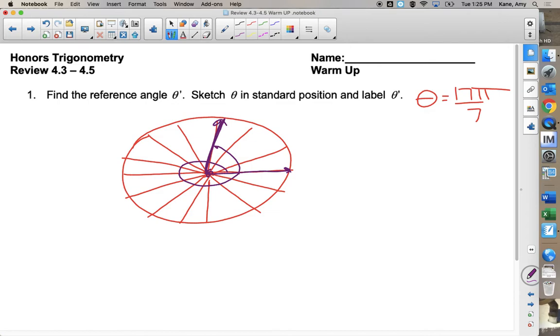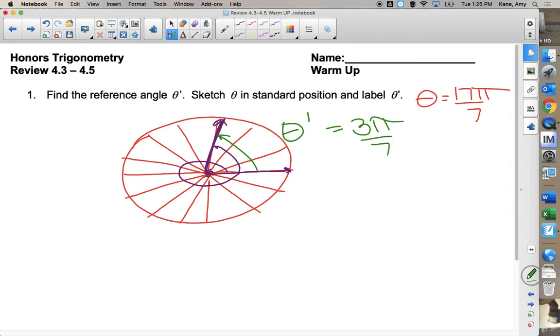Maya, one way? Count the sections of the pie. 1, 2, 3. So the reference angle, it says sketch it or label it. It's the angle that's always positive. It takes you from the terminal side of the angle to the x-axis and connects them. So one way is just counting: 3 pi over 7.